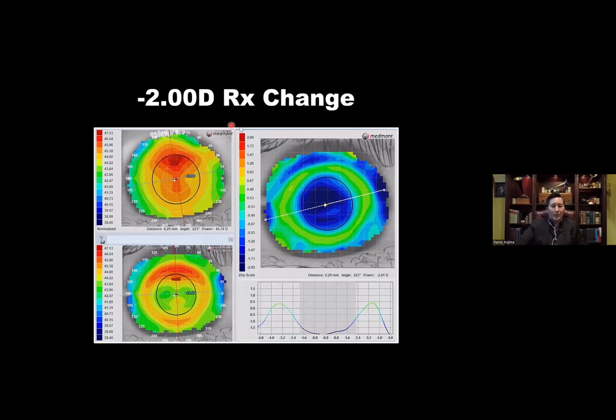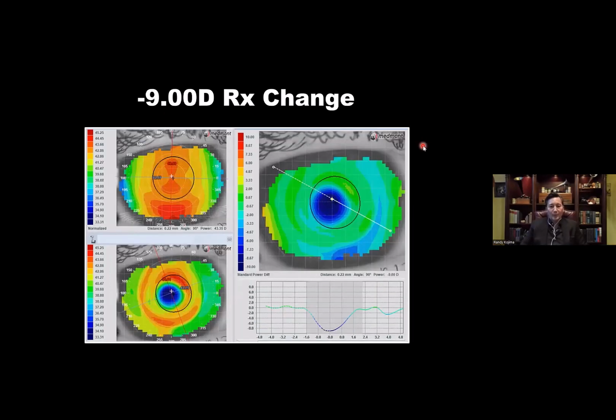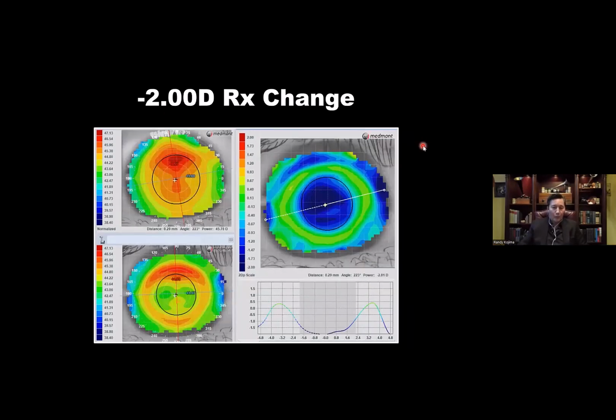So here's a patient that has a 2 diopter RX change. And what you see is this very large treatment area that extends from pupil border to pupil border and just beyond. So you create this wide area of central, let's call it applanation, kind of like a refractive surgery outcome. We're going to create as large a treatment zone as possible.